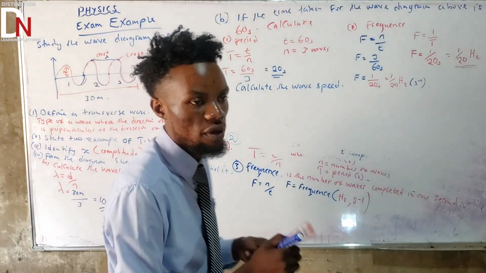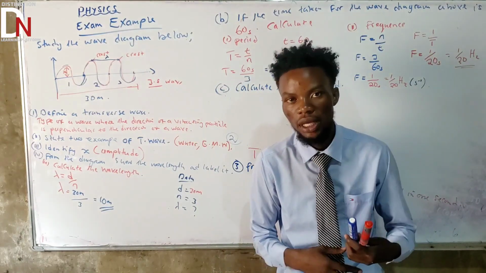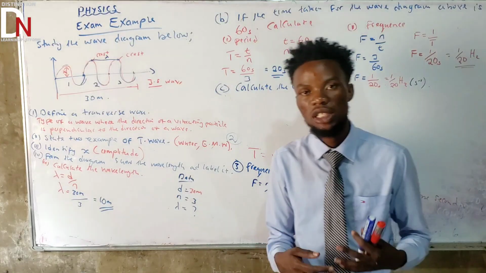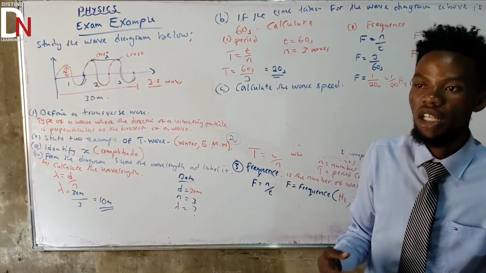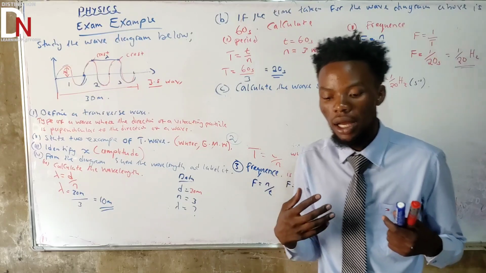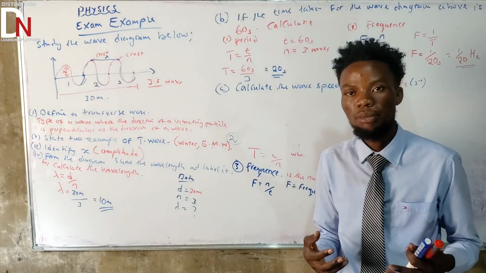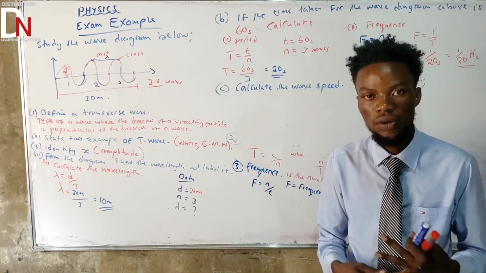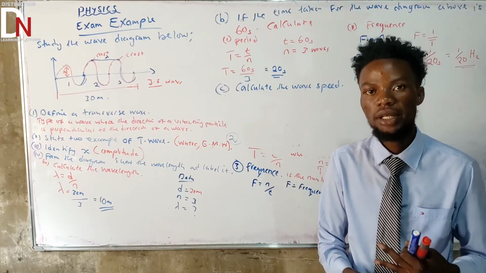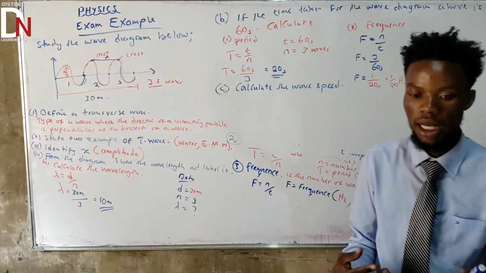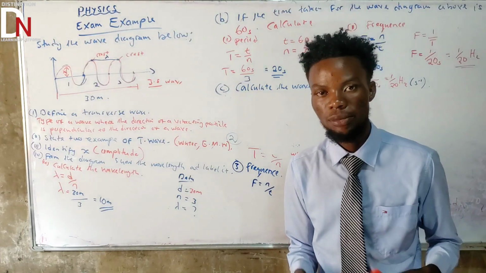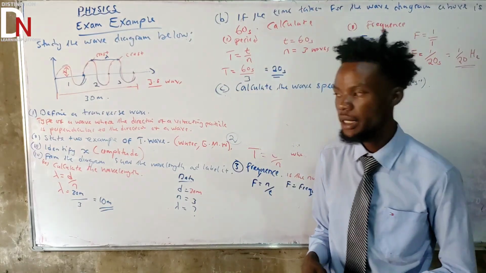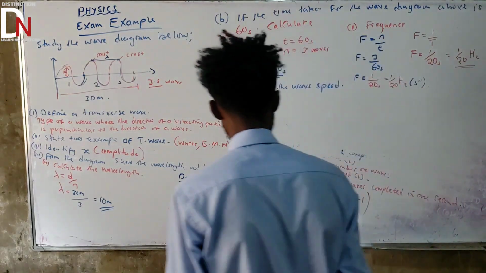So what is the wave speed? Wave speed, basically they're talking about the speed of the wave, which is measured in meters per second. But remember that speed and velocity are similar quantities, because they contain the same units. The only difference is that velocity is a vector quantity, which has both direction and magnitude. Speed is a scalar quantity, because it only has magnitude or size, but no direction.